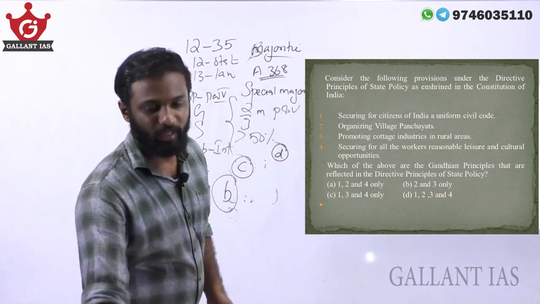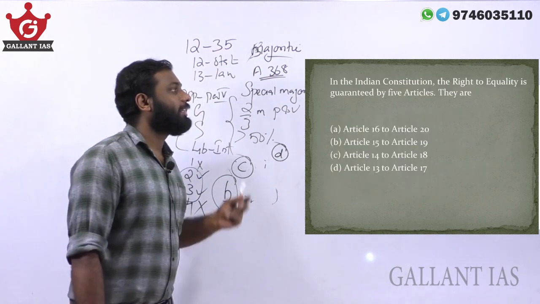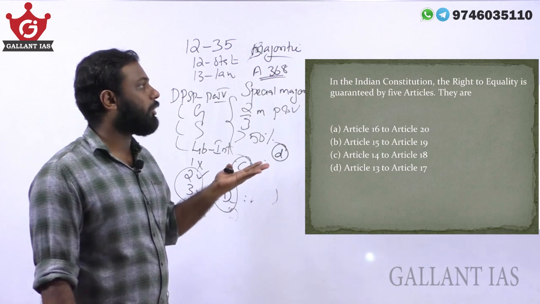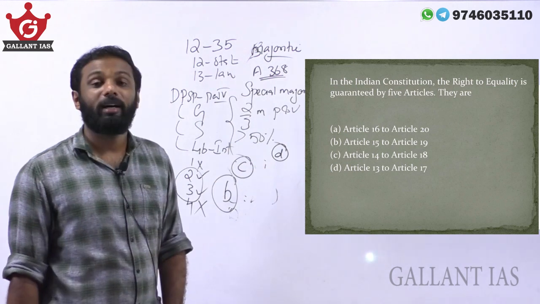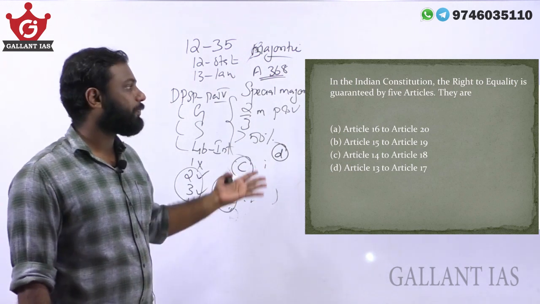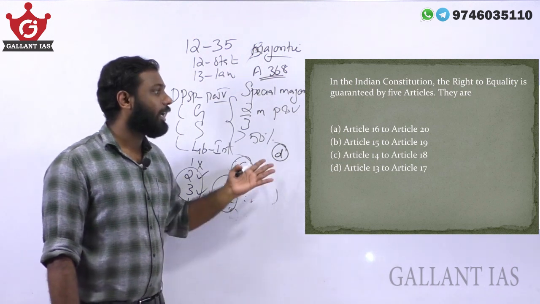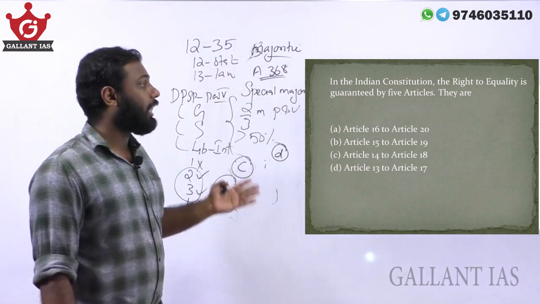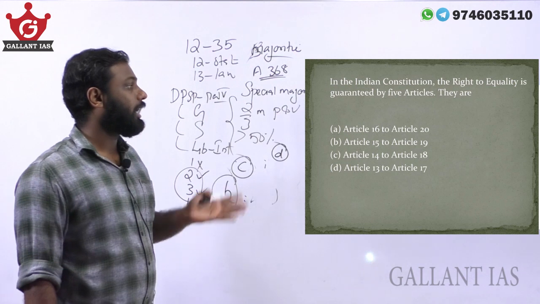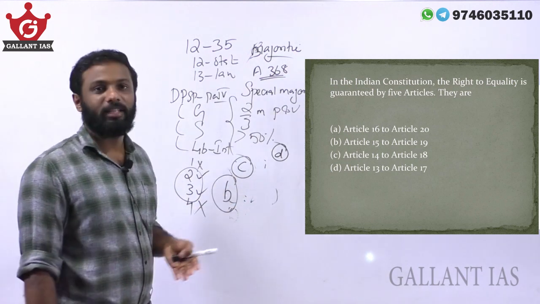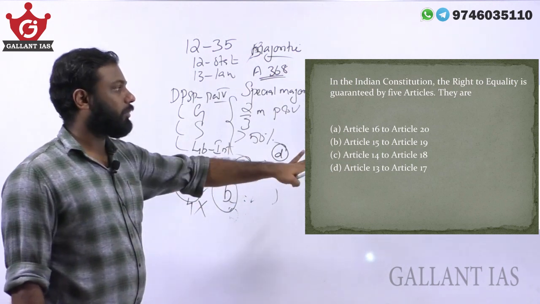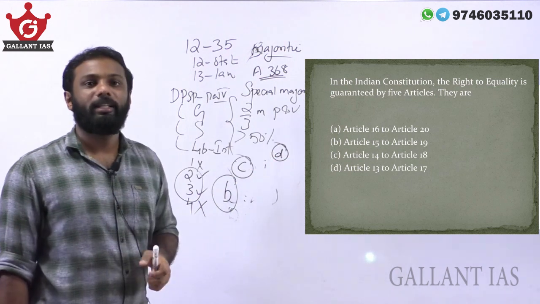Okay, moving on to the next question. In the Indian Constitution, the right to equality is guaranteed by 5 articles. They are Article 16 to Article 20, Article 15 to Article 19, Article 14 to Article 18, Article 13 to Article 17. So which of these is covered under the right to equality?